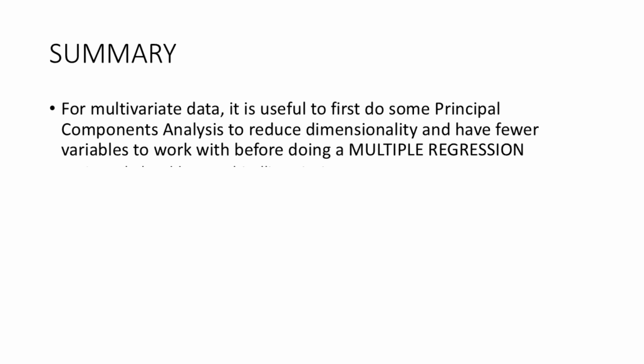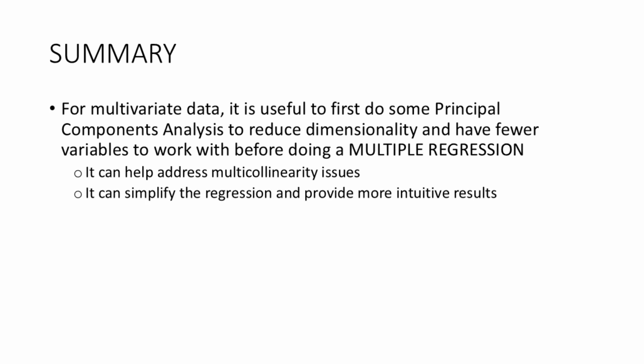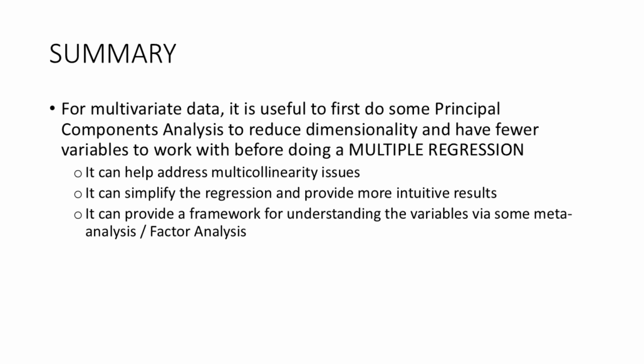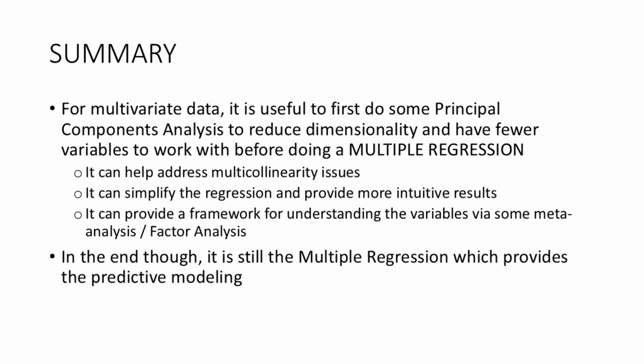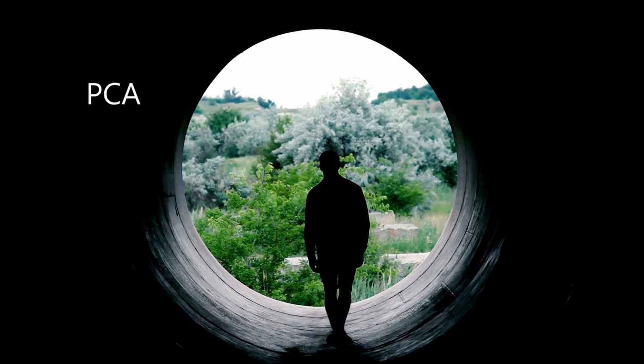And finally, as a summary, for multivariate data, it's useful to first do some principal components analysis to reduce dimensionality and have fewer variables to work with, especially if you have a large number of variables, before doing a multiple regression. For one, it can help address multicollinearity issues, or it can simplify the regression and provide more intuitive results, or it can provide a framework for understanding the variables, like the factors that drive the model. In the end, though, it's still the multiple regression which provides the predictive modeling. And with that, we end our walkthrough from PCA to regression.